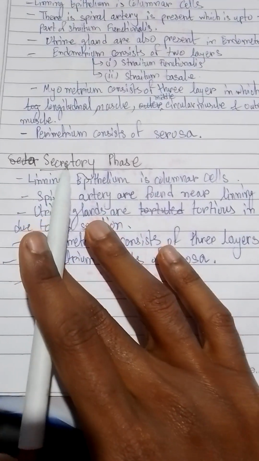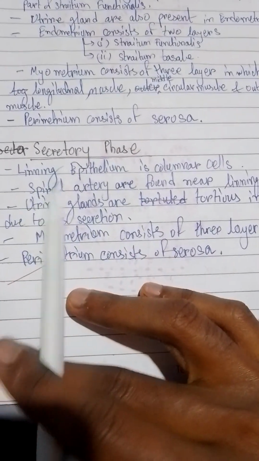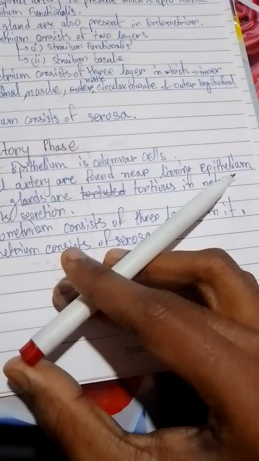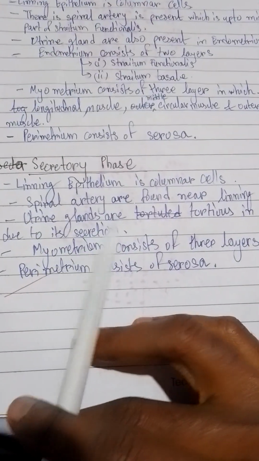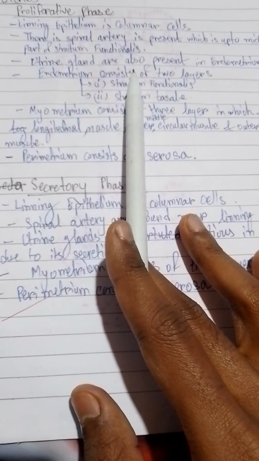Now we look at the secretory phase of the uterus. Same as before, the lining epithelium is columnar cells. Spiral arteries are found near the lining epithelium. Uterine glands are tortuous. This is the main difference between the proliferative phase and the secretory phase.